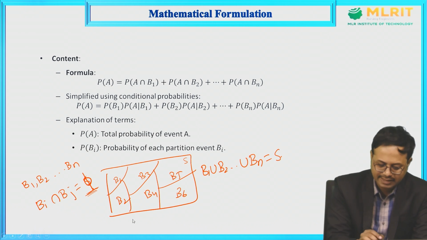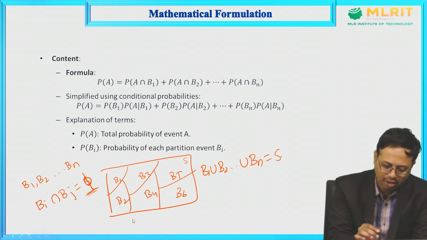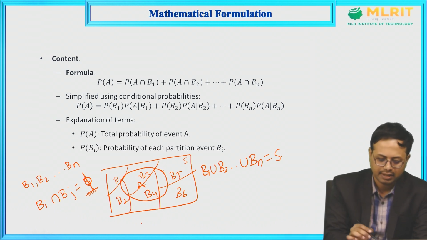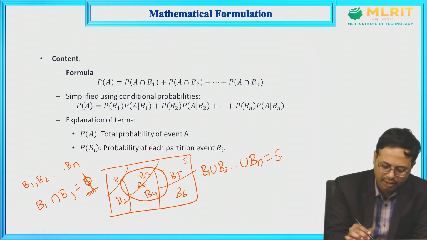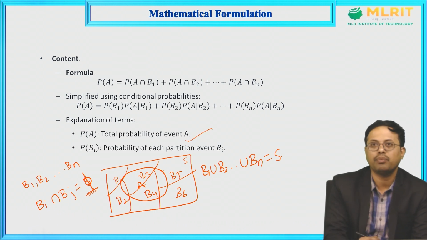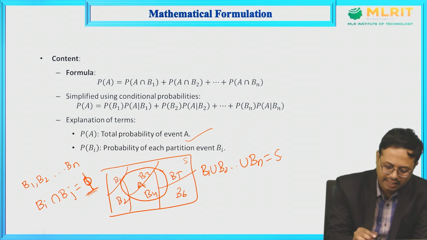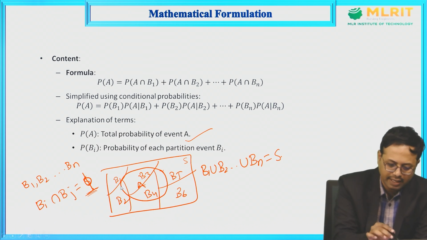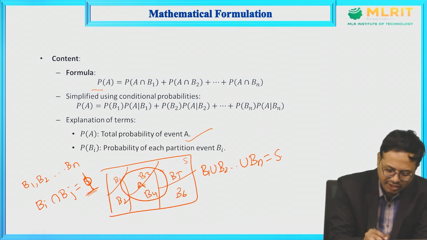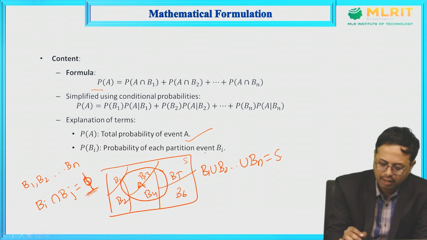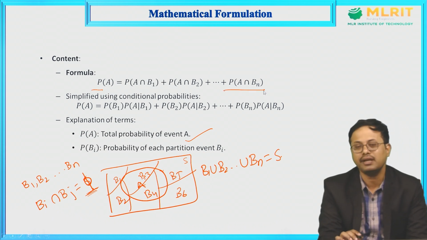If this is the case, and the event A exists within this portion, we are going to find the probability of event A. What is the probability of event A? We are going to discuss it here. P of A is P of A intersection B1 plus P of A intersection B2 plus P of A intersection B3, and so on up to P of A intersection Bn.